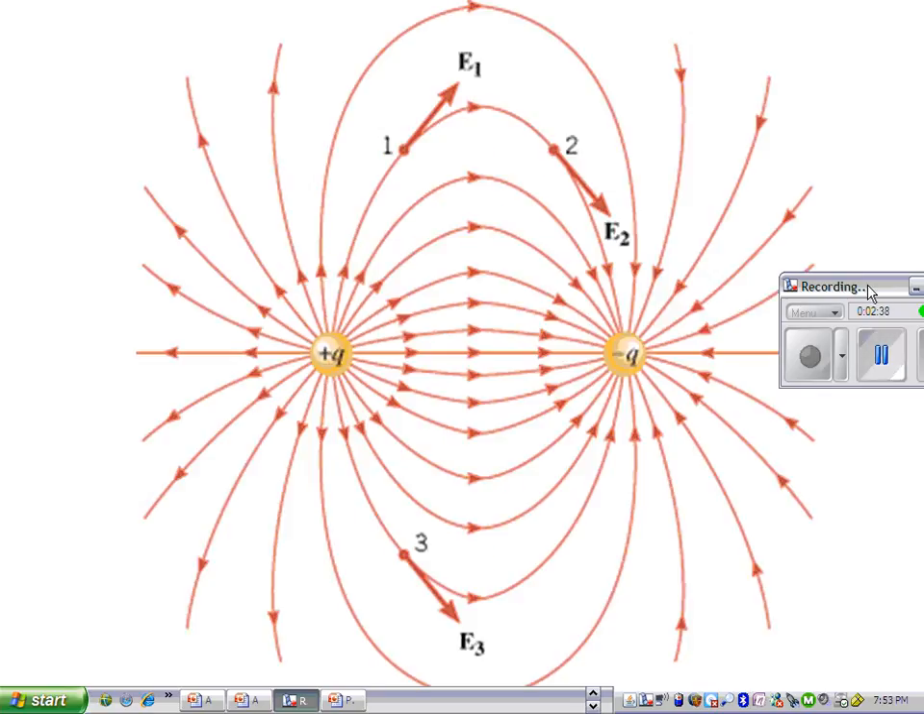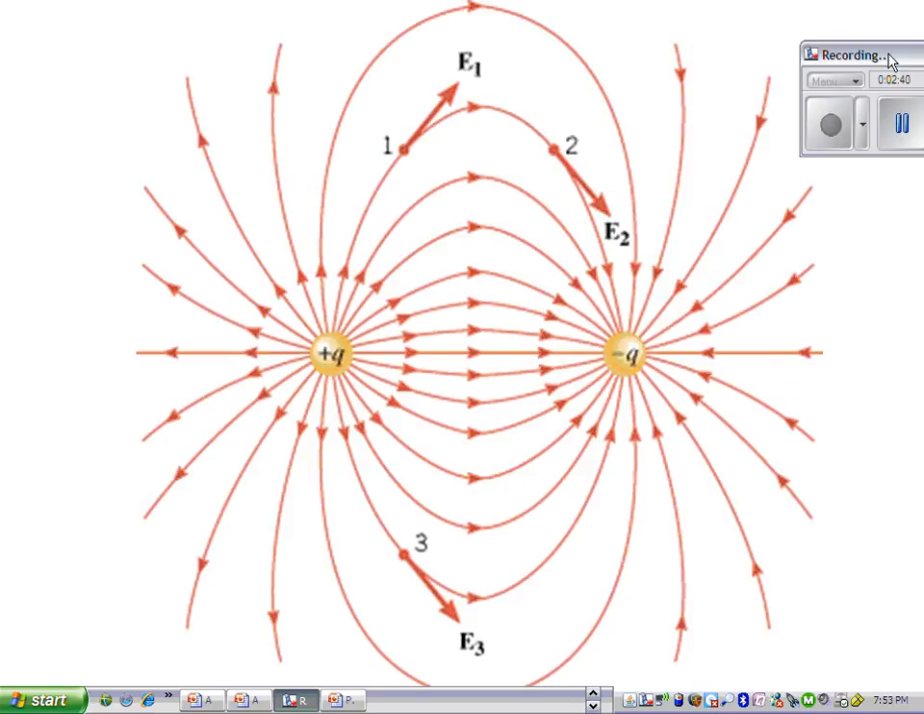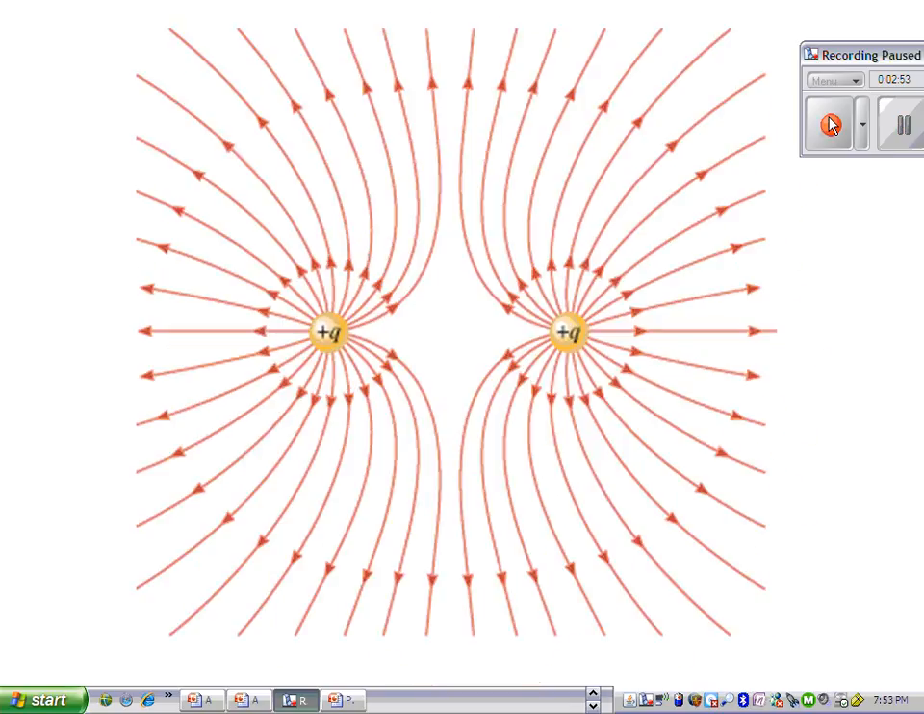Here's if you have a dipole, a positive charge and a negative charge. It goes out of the positive into the negative. And if you placed a positive charge here in this field, the positive charge would actually move along that red line. Here's electric field lines for 2 positive charges. That's what that looks like.